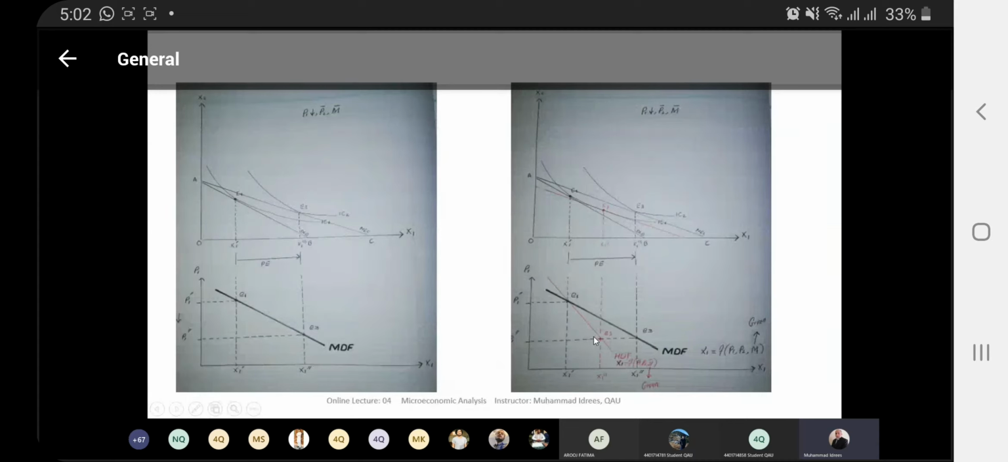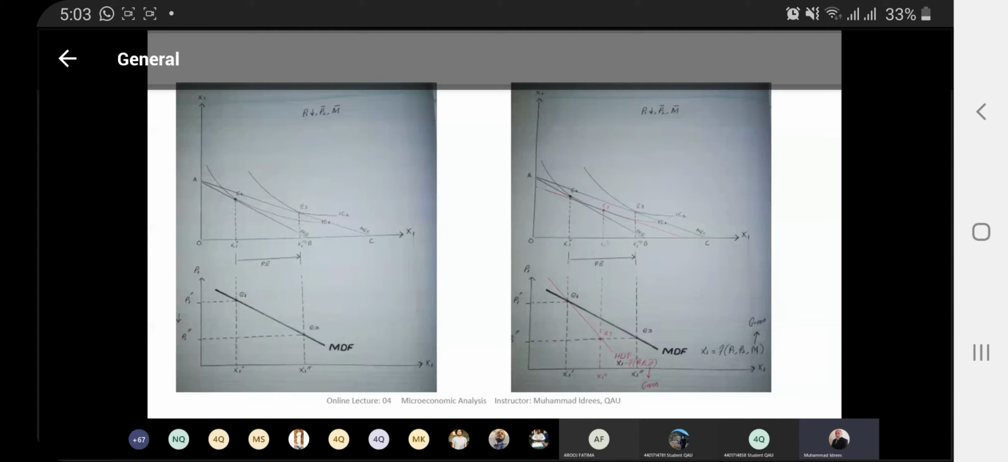Okay, it's not written here, but you all know it very well, that the movement from this x1 prime to x1 double prime is the substitution effect. You all know it. So it means that the Hicksian demand function measures the substitution effect. The Hicksian demand function measures the substitution effect. Okay, now let me conclude the things.